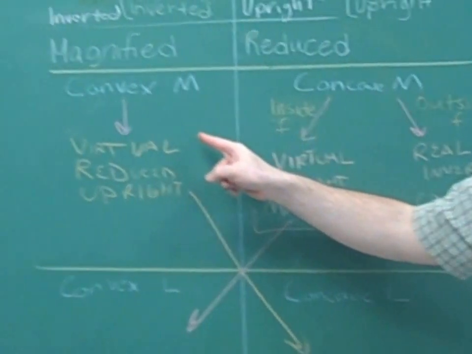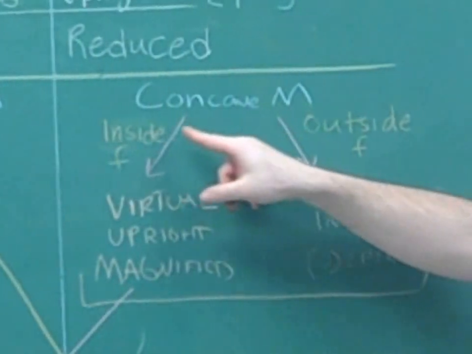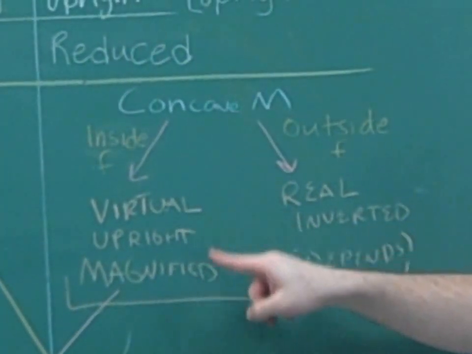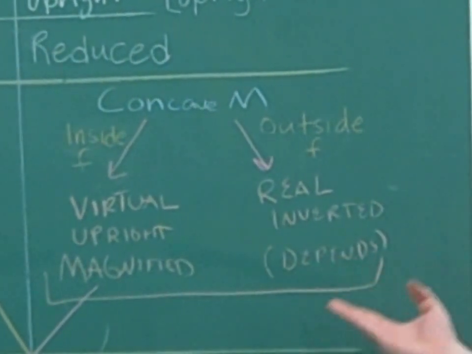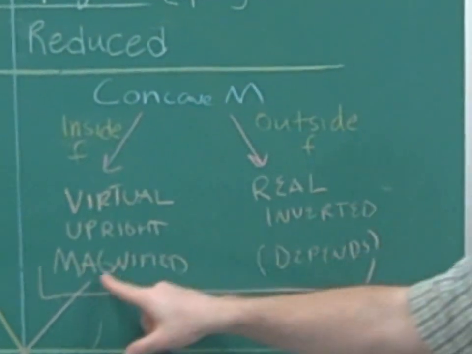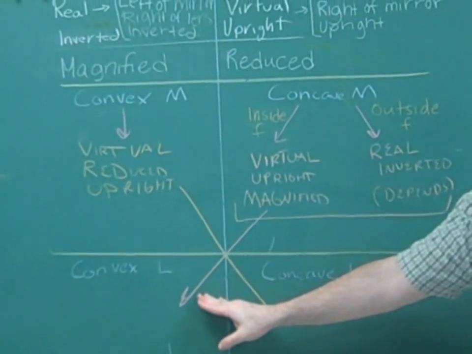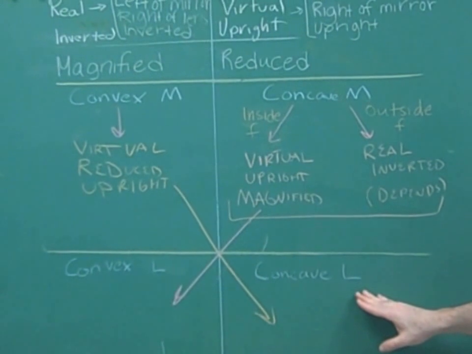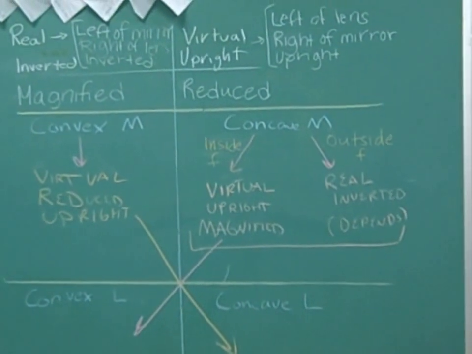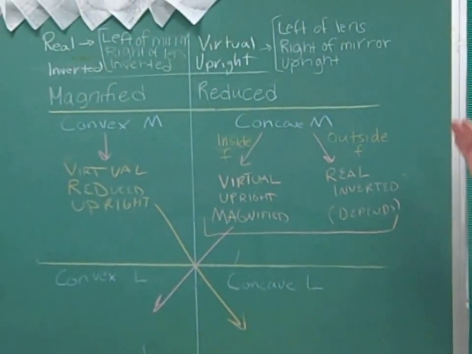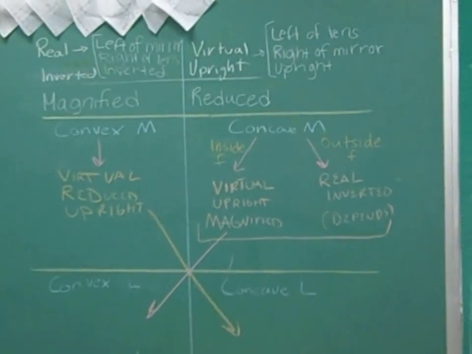So for a convex mirror, you will always get virtual, reduced, and upright. For a concave mirror, if it's inside the focal point, you get virtual, upright, and magnified. Outside of a focal length, you get real, inverted, and then it depends on what everything else is. You can see with this arrow that a concave mirror has the same situations as a convex lens, and a concave lens has the same situations as a convex mirror. By knowing the pictures, by being able to do the math with me in class, and by knowing this, you will be prepared for your quizzes, your partner problems, and eventually your final exam.